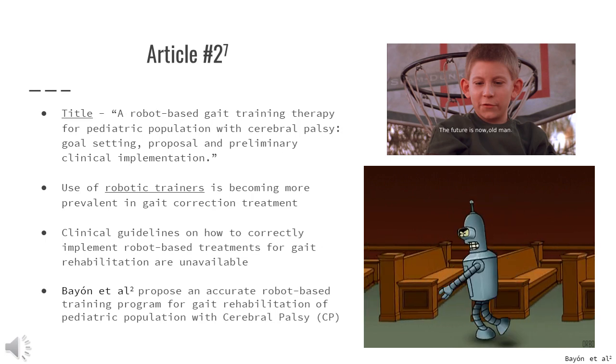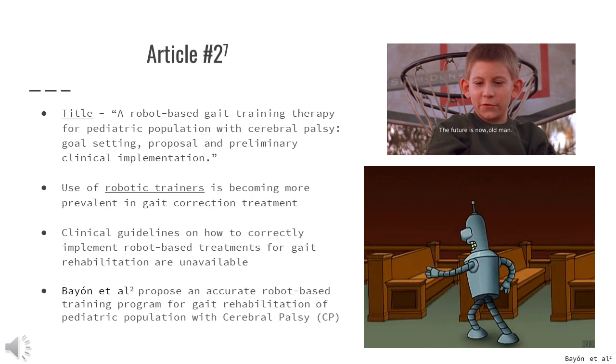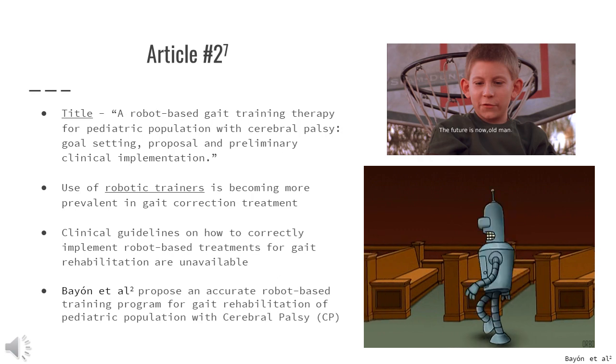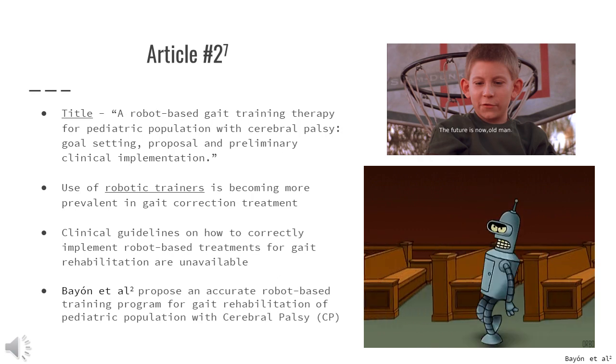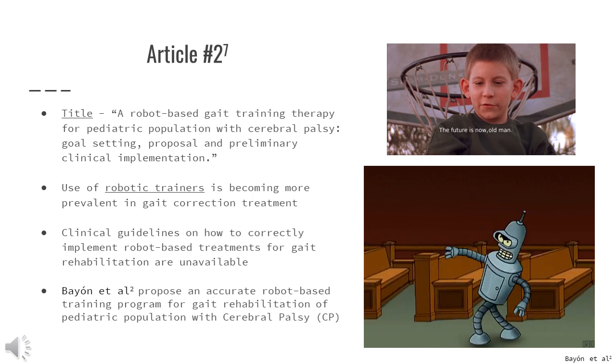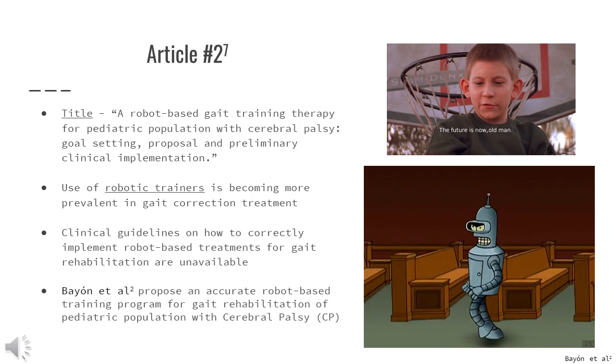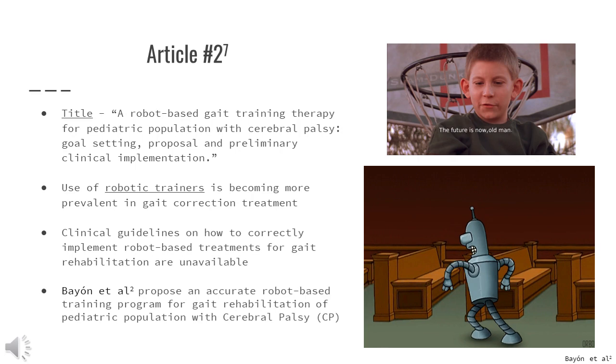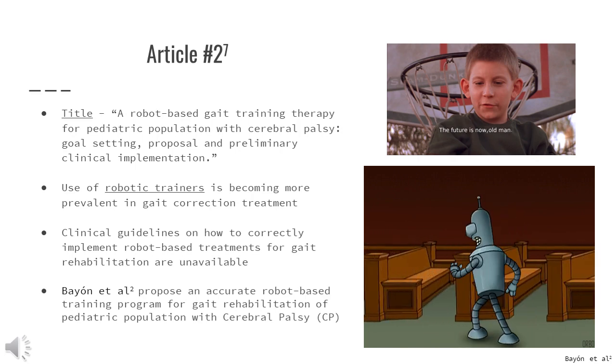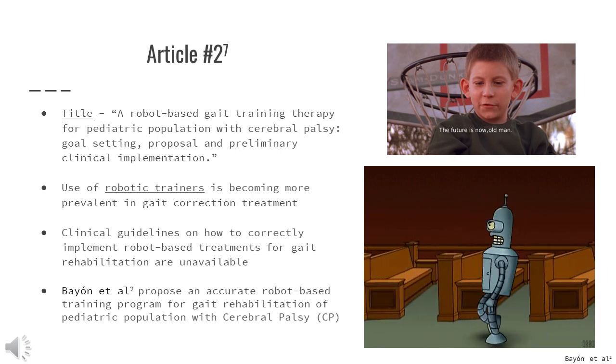Now, for our second article, we thought we would show you something really interesting that's happening right now in the field of research regarding gait with cerebral palsy. So the title of our article is A Robot-Based Gait Training Therapy for Pediatric Population with Cerebral Palsy, Goal Setting, Proposal, and Preliminary Clinical Implementation.